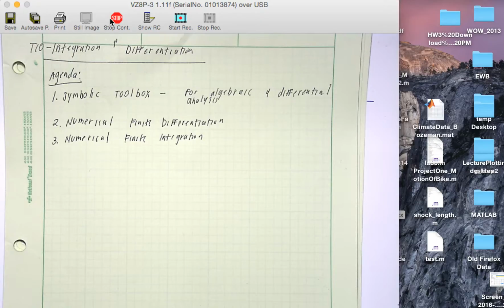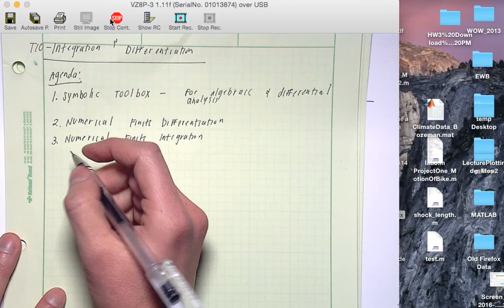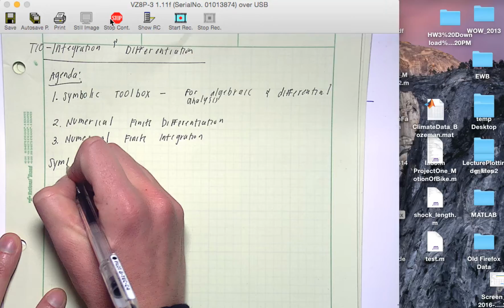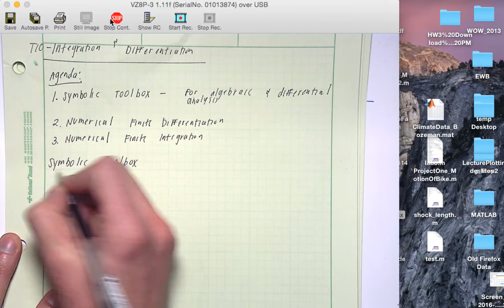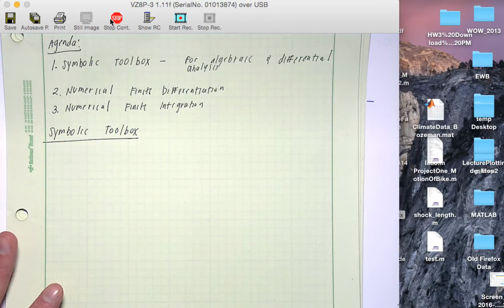So the symbolic toolbox is what I'm going to start with. God, that was just my overview. I talked way too much about just what I'm going to talk about.